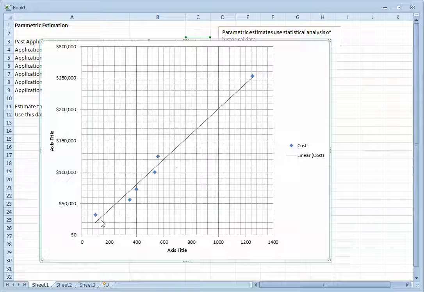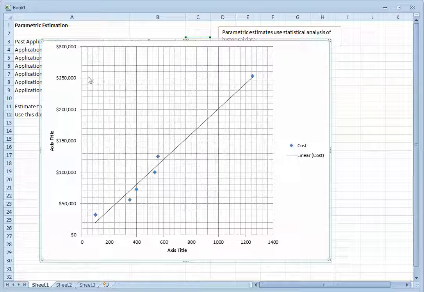And as you see, it's a pretty good trend here. I mean, there's not that much scatter from it. So this is a pretty good model. Now at 500, if it's 500 lines of code, that would put us about here. So we go up over here and over to here, and that looks like that would be about $90,000 approximately. But remember, this is an approximate method.